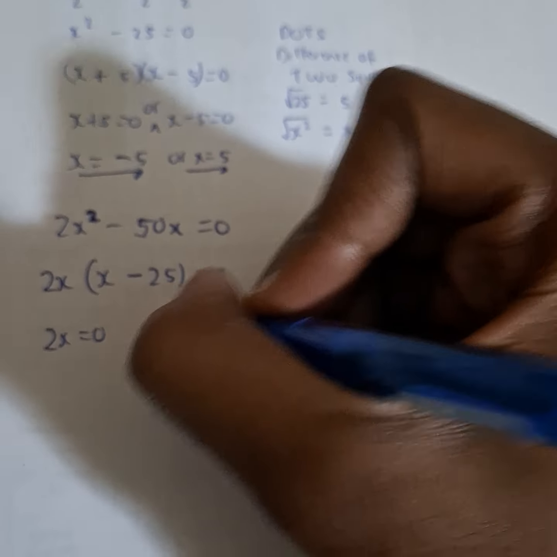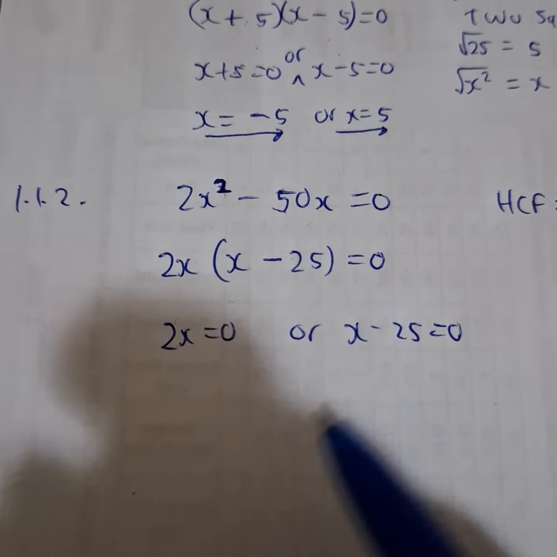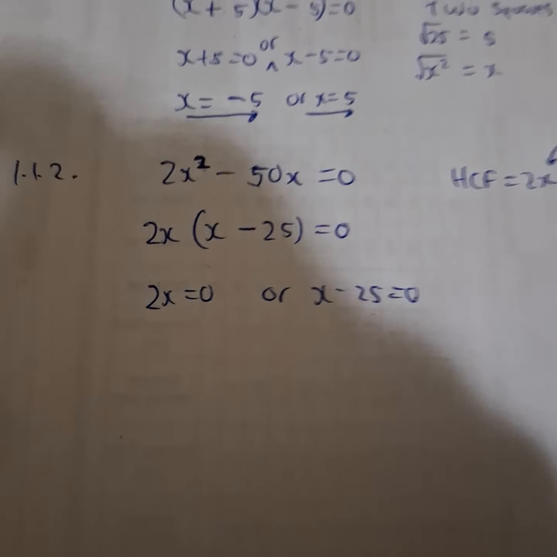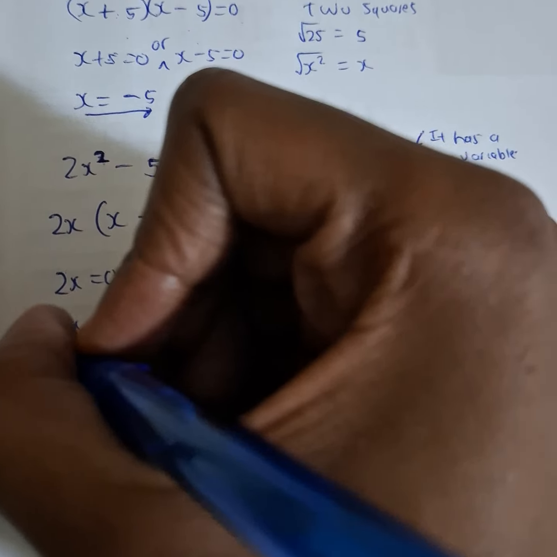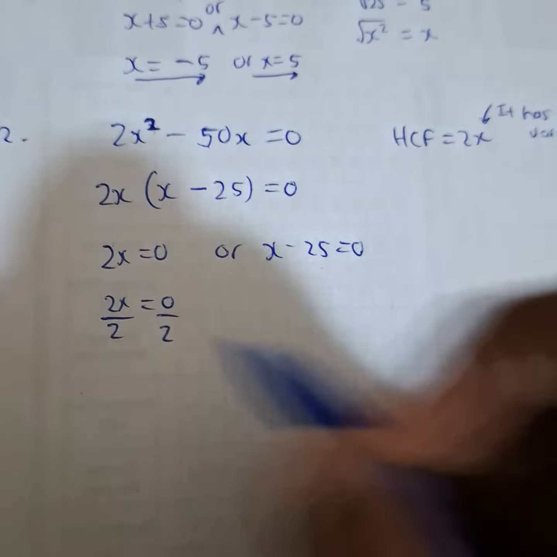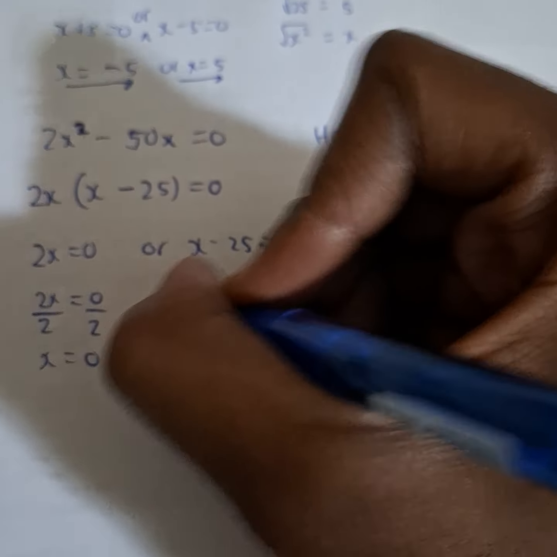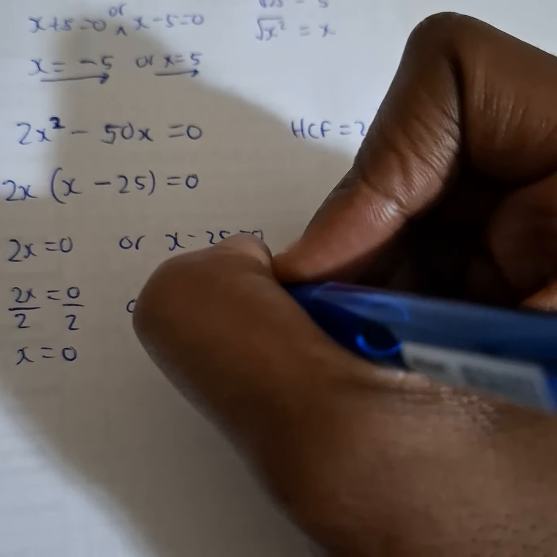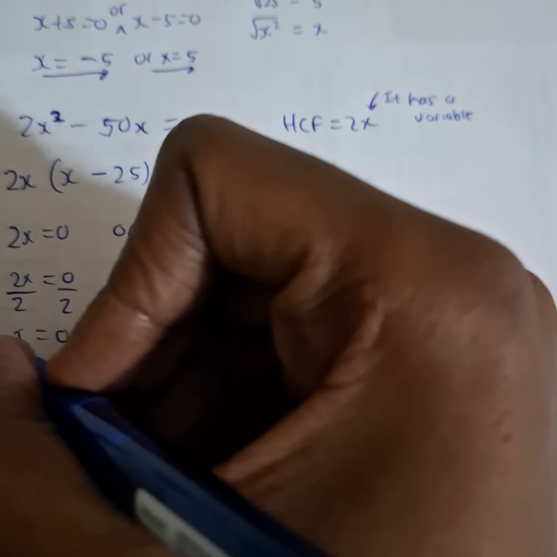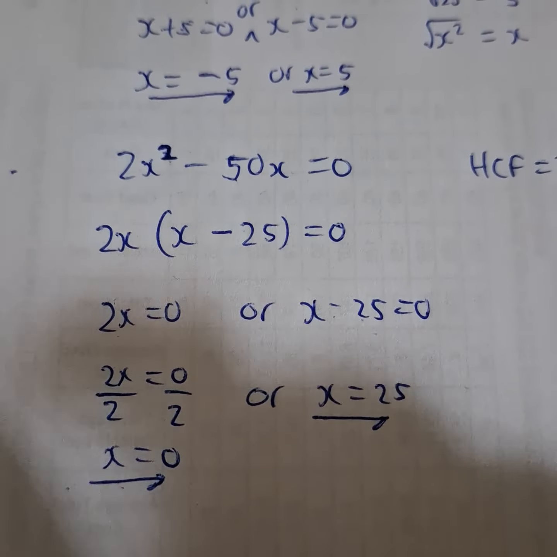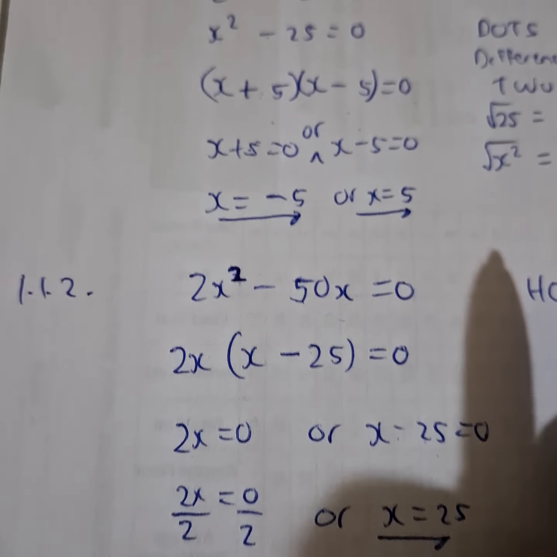So 2x is equal to 0, or x minus 25 is equal to 0. Then we solve each independent linear equation separately. So 2x is equal to 0. We divide both sides by the coefficient of x so that we can isolate x, so x is equal to 0. Or x minus 25 is equal to 0: we simply transpose the negative 25, and we get x is equal to 25. And that's that. So guys, this is really nice and simple.